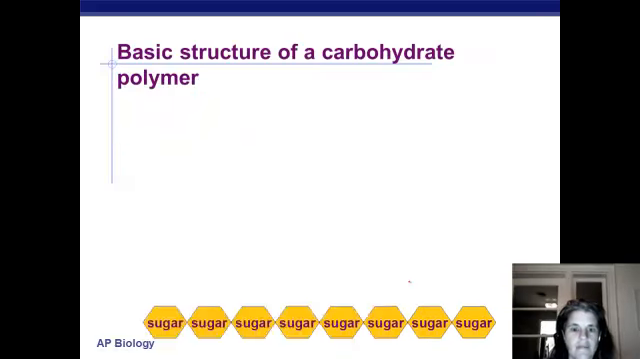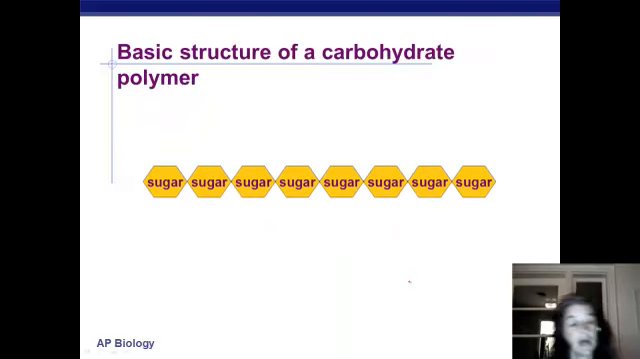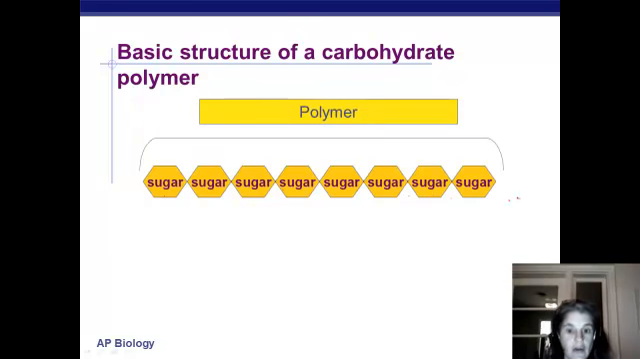So the basic structure of a carbohydrate polymer is a whole bunch of sugars, a whole bunch of them linked together in a long chain.